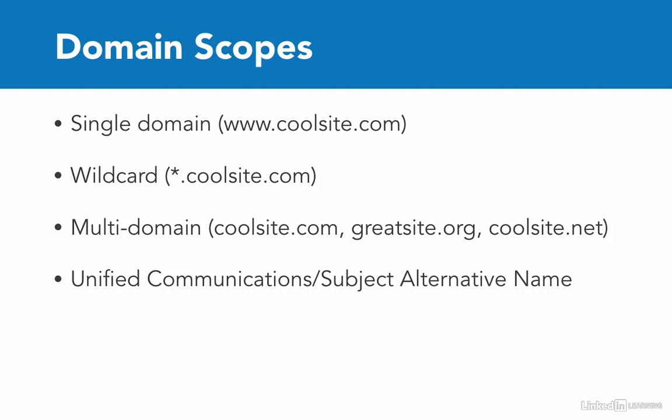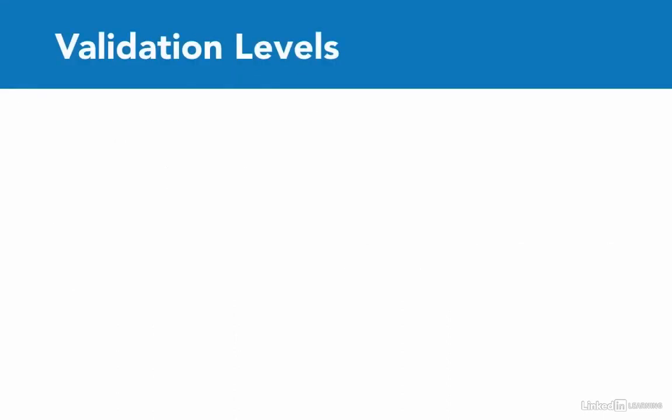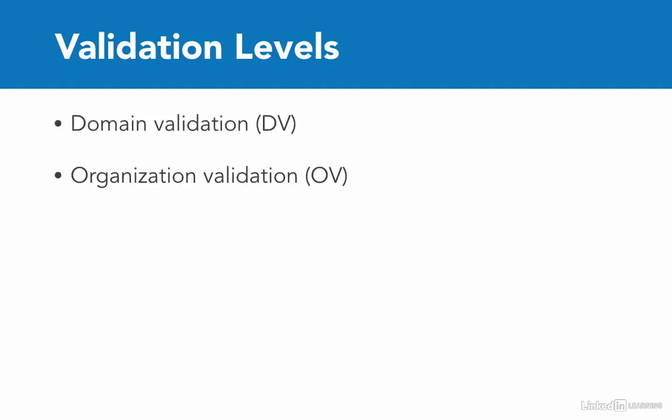Paid certificate authorities may offer some or all of these different domain scopes as options when you purchase, and you'll just want to purchase the one that's right for you. The second difference is the level of validation. The three validation levels are domain validation, organization validation, and extended validation.